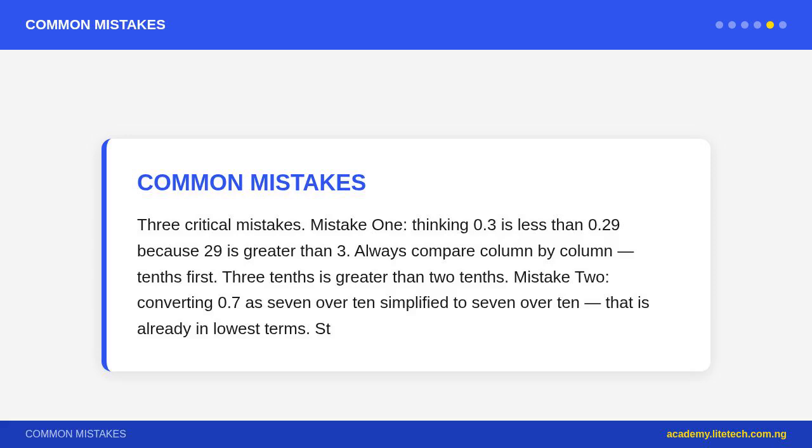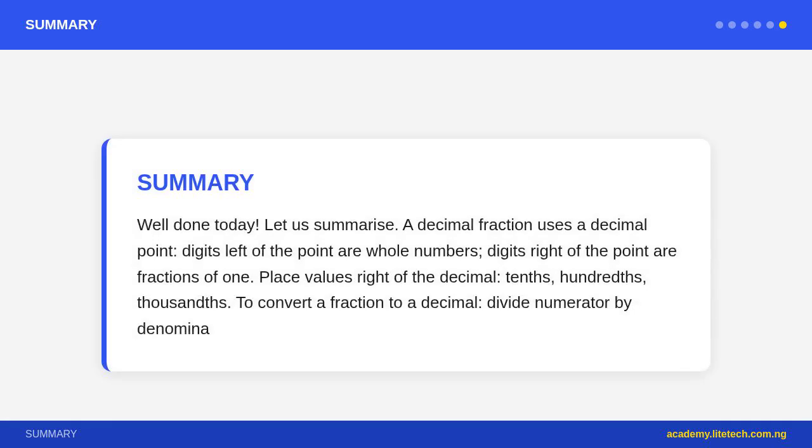Three critical mistakes. Mistake 1, thinking 0.3 is less than 0.29 because 29 is greater than 3. Always compare column by column, tenths first. 3 tenths is greater than 2 tenths. Mistake 2, converting 0.7 as 7 over 10 simplified to something else. 7 over 10 is already in lowest terms. Students sometimes write it as 1 over something incorrectly. Mistake 3, writing 0.50 and 0.5 as different numbers. They are identical, trailing zeros after the last non-zero decimal digit do not change the value.